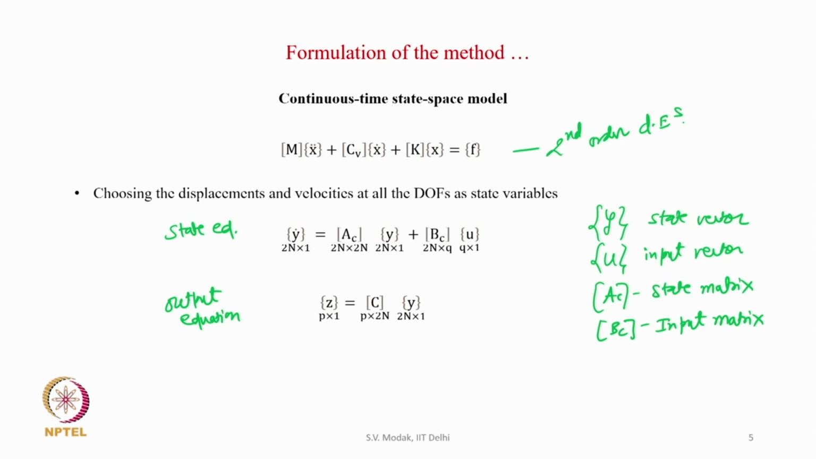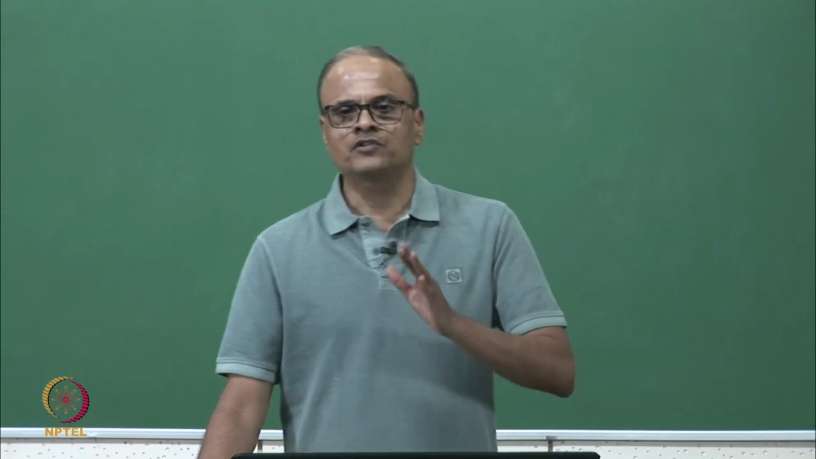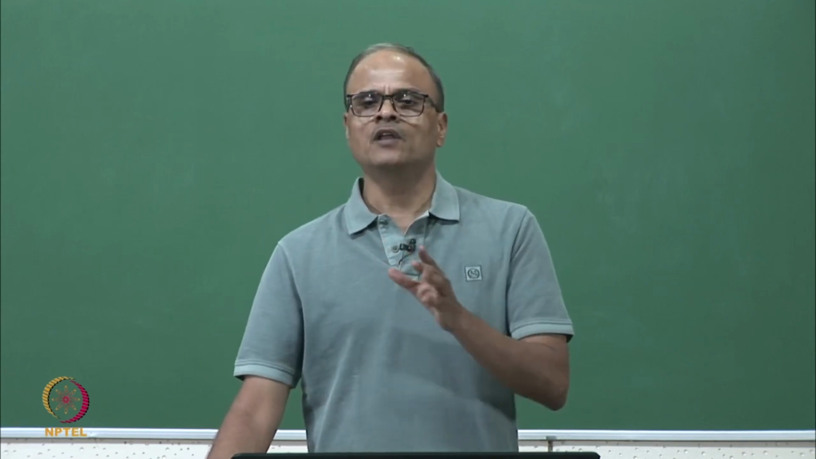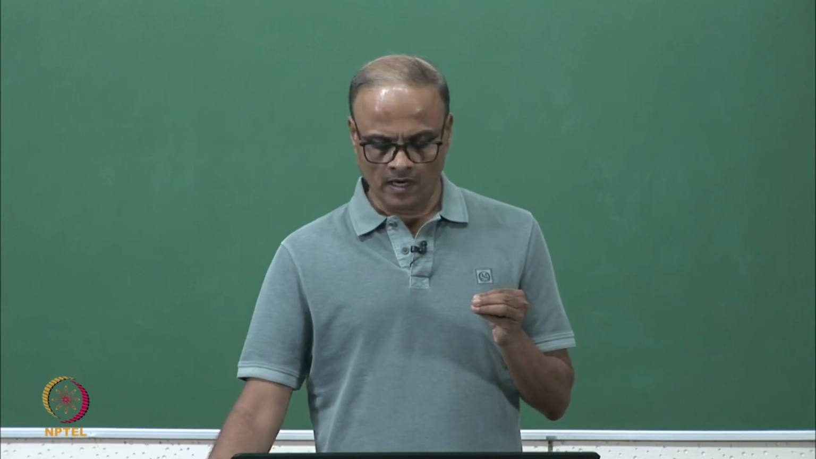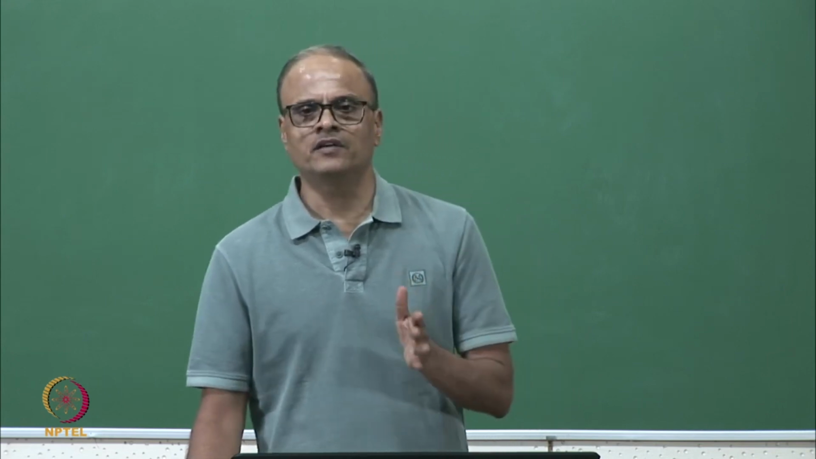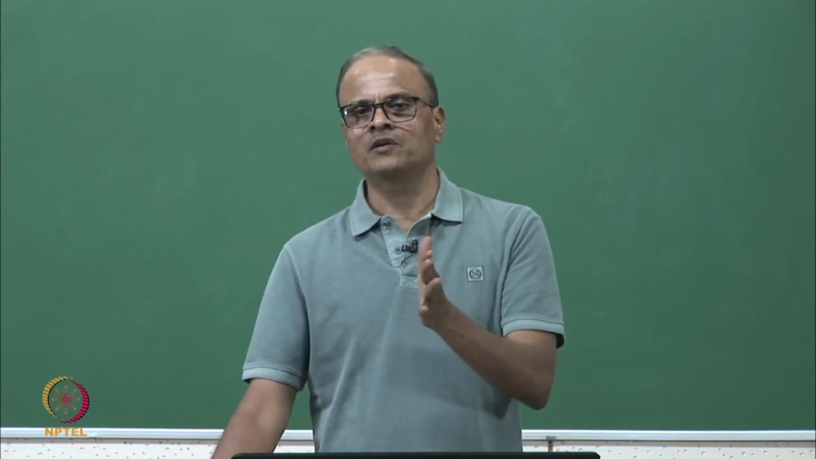In the output equation, z is the output vector and C is the output matrix. There are outputs corresponding to p degrees of freedom, that is why its order is p by 1. Therefore, this state space model connects the inputs applied at q degrees of freedom with the outputs at p degrees of freedom through the state vector. So, y is the state vector which describes the state of the system at any instant of time.